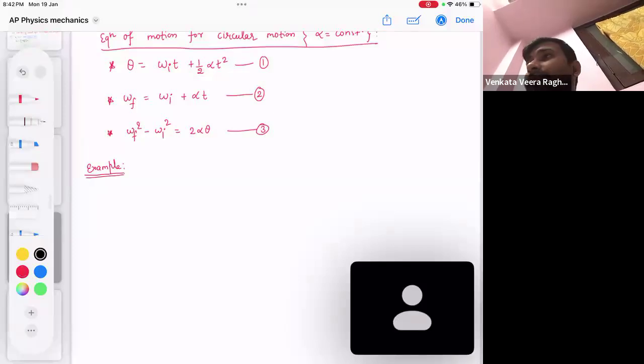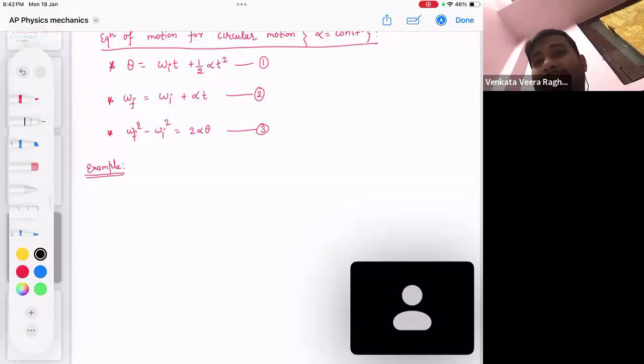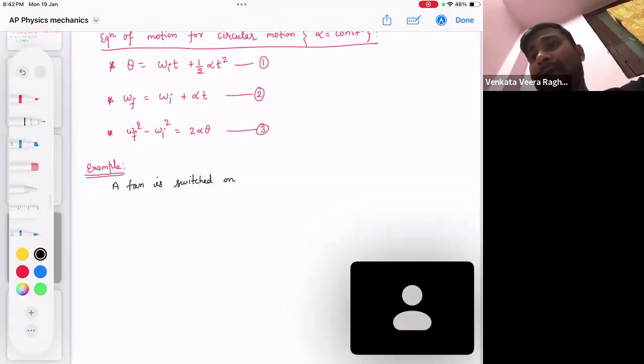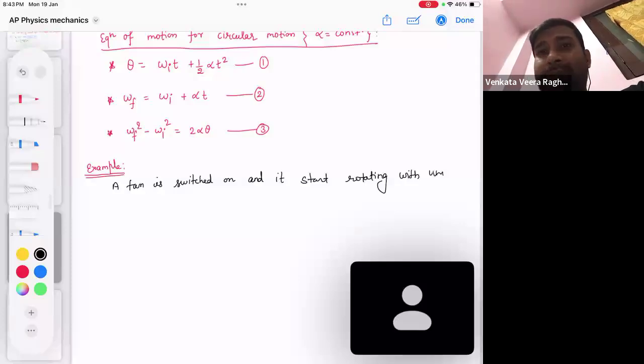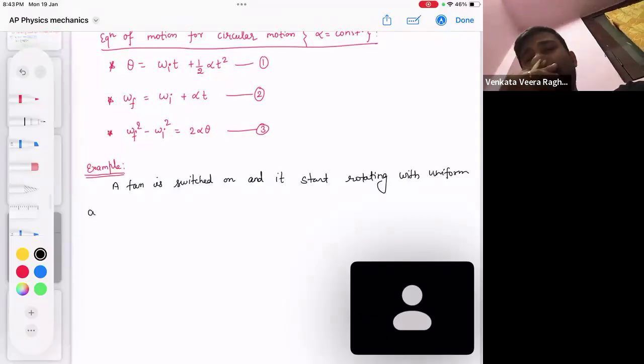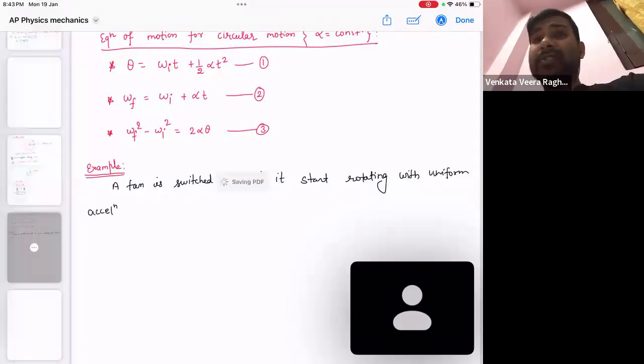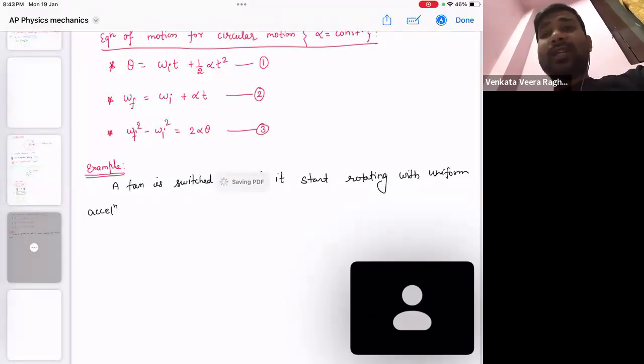Okay, let's discuss a simple question. If the fan is switched on, it starts rotating with uniform acceleration, right? With uniform acceleration. The question says that when the fan is switched on, it starts rotating with what?